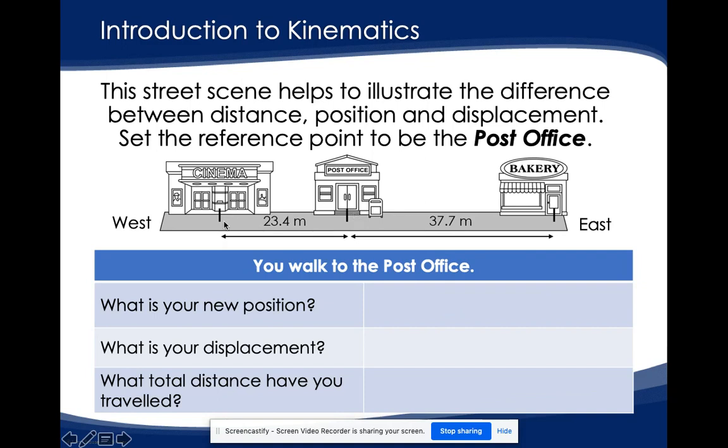So now we're going to go from the movie theater to the post office. So we're walking to the post office. What's your new position? Okay, since the post office is our reference point, our new position is 0 meters because we're returning to the reference point.